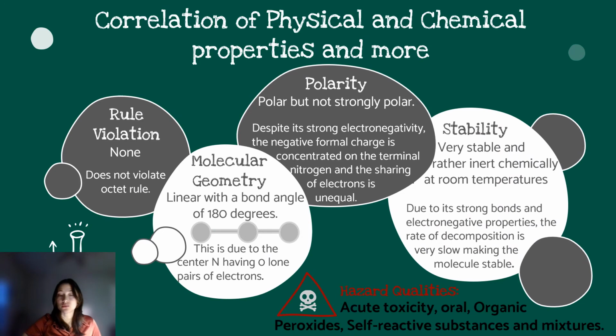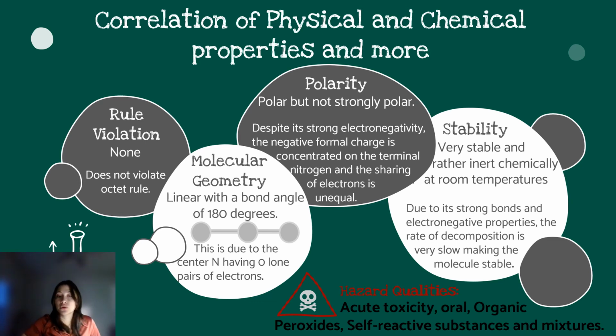Now let's take a look at the rule violation, molecular geometry, polarity, and stability of nitrous oxide. And with these, we will give the correlation of physical and chemical properties. Rule violation. Nitrous oxide has none. It does not violate the octet rule. The molecular geometry of nitrous oxide is linear, with a bond angle of 180 degrees. This is due to the center nitrogen having 0 lone pairs of electrons.